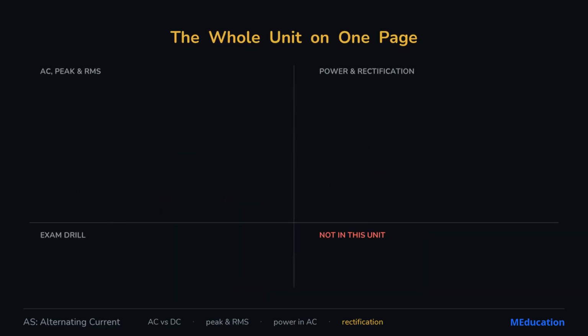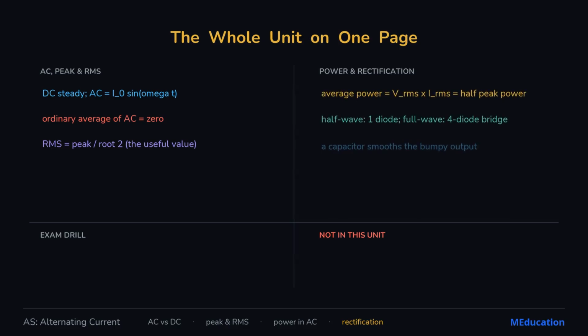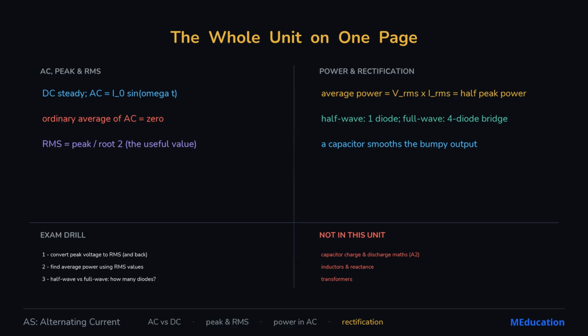Here is the whole unit as one poster. Direct current is steady. Alternating current is a sine wave that reverses, described by I equals peak current times sine omega t. Because its ordinary average is 0, we use the root mean square, the equivalent steady value, equal to the peak divided by the square root of 2. Power always uses RMS values. Average power is RMS voltage times RMS current, which works out to half the peak power. And rectification turns AC into DC: one diode for half wave, a diode bridge for full wave, then a capacitor to smooth the output.